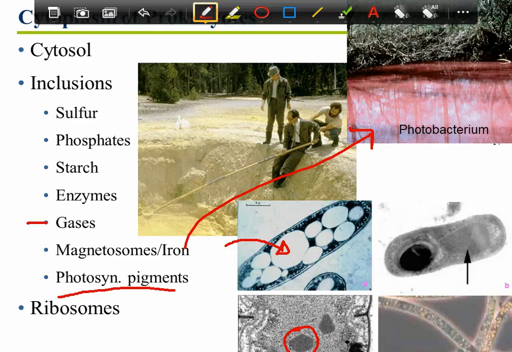Some bacteria have magnetosomes, which contain iron oxides, and they are used to facilitate the bacterium pointing to true north. So they act like little magnets in the cells. That's really about it.